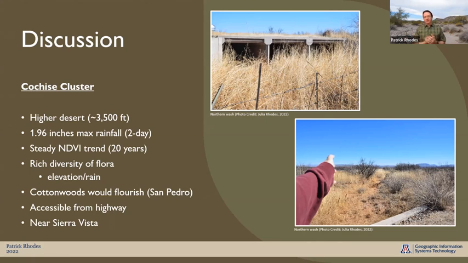It does have the potential to get about 2 inches of max rainfall in a 2-day period. That's the data that I downloaded from the rainfall station there. The NDVI data is steady, no changes over 20 years. And you can see right here, this is where it goes. It's wide here at the road, but then it narrows to be about 2 or 3 feet. And it curves off to the right here.